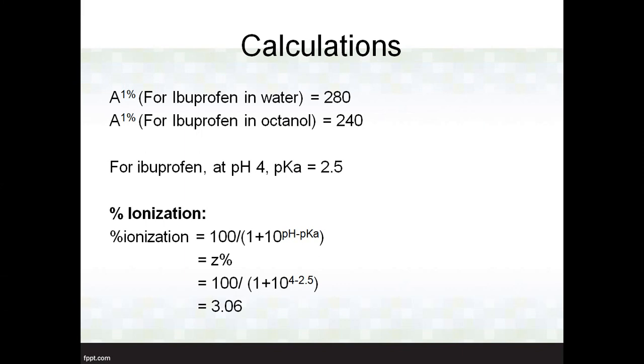So the percentage ionization is equal to 100 divided by 1 plus 10 raised to pH minus pKa. This will give you percentage ionization. Now why have we taken pH 4 here? Because a saturated solution of ibuprofen in octanol has pH 4. So using this formula, percentage ionization comes out to be 3.06.